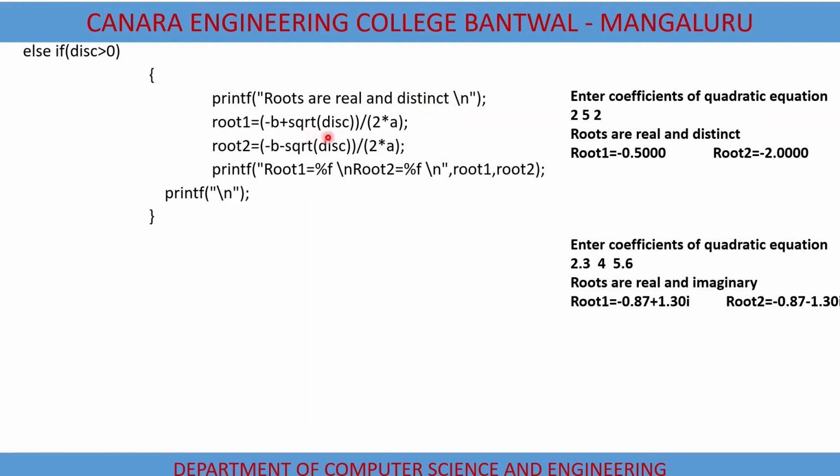And it is going to calculate the roots. Root 1 is equal to minus B plus square root of discriminant value divided by 2 into A. Similarly, it is going to calculate the root 2 value by the formula minus B minus square root of discriminant value divided by 2 into A. So we are going to get the values as shown in the output, that is 0.5 and 2.0.